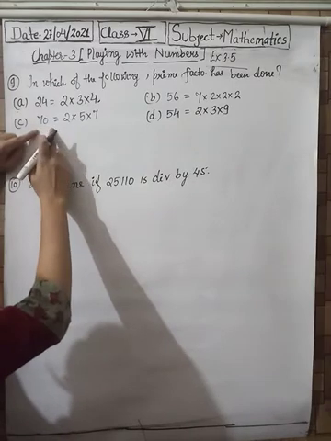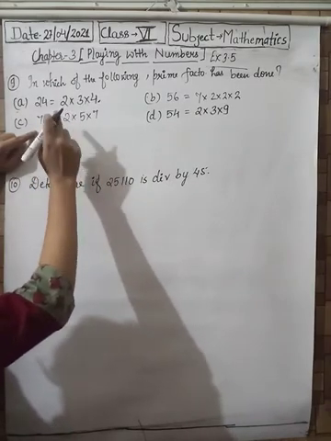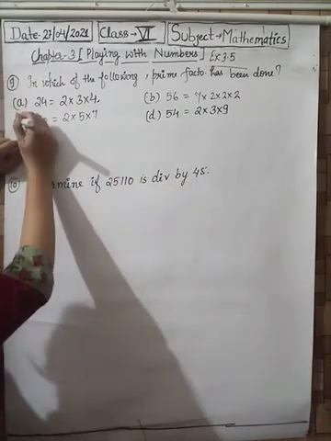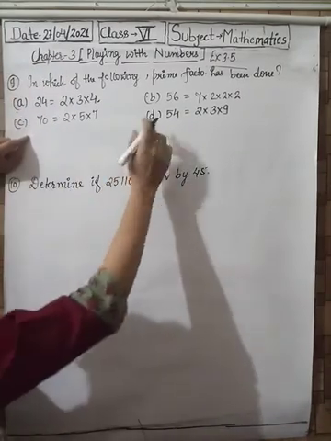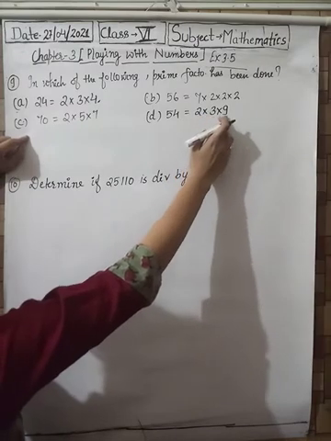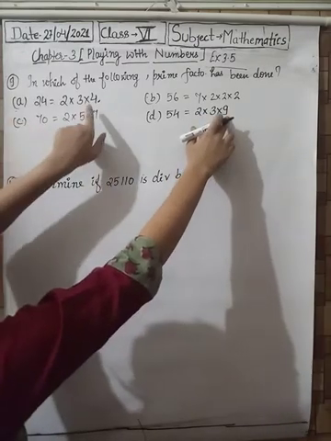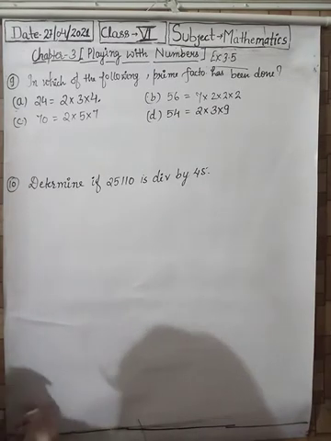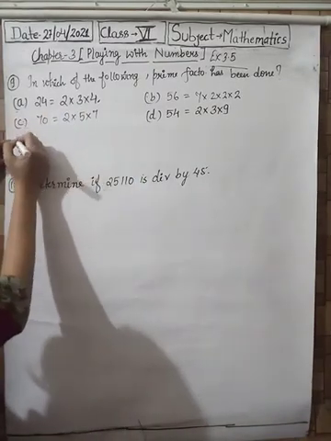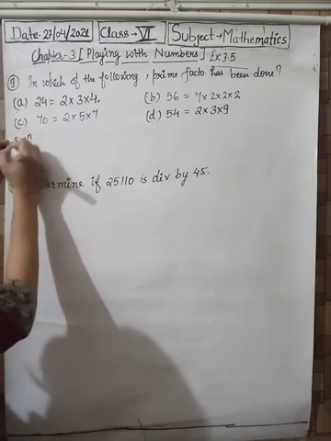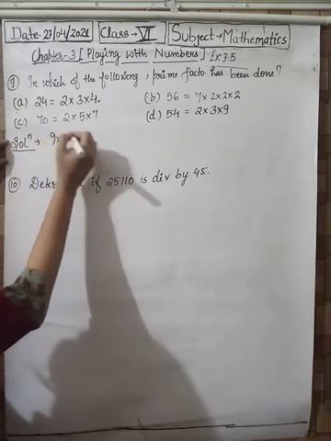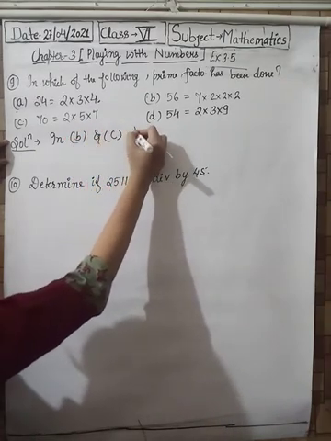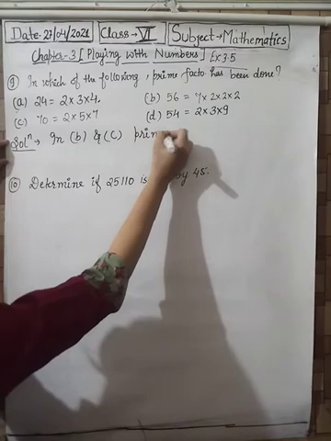Now next, 70 is equal to 2 into 5 into 7. Here 2 is a prime number, 5 is a prime number and 7 is also a prime number. So let's keep C and D. 54 is equal to 2 into 3 into 9. 9 is also a composite number. Here A and D contain composite numbers in the factorization. So in the solution, we'll write that in B and C, prime factorization has been done.